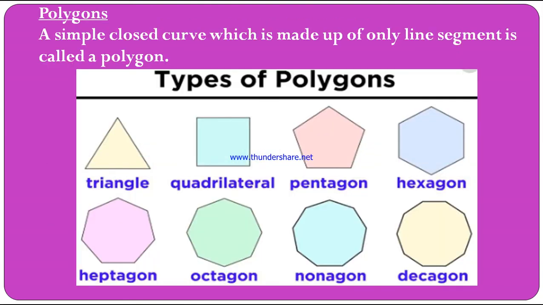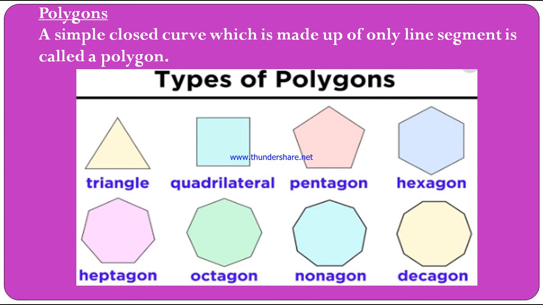Next one, polygons. Poly means many. Gon means sides. Many-sided shapes are called polygons. A simple closed curve which is made up of only line segments is called a polygon. All these are polygons. All these are simple closed curves because they are not crossing themselves.